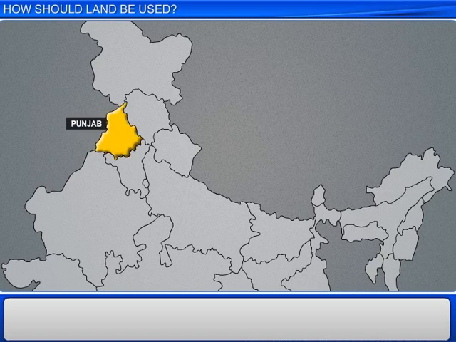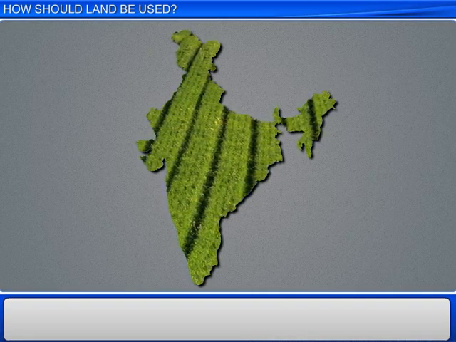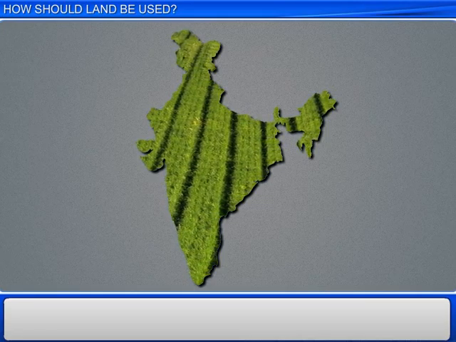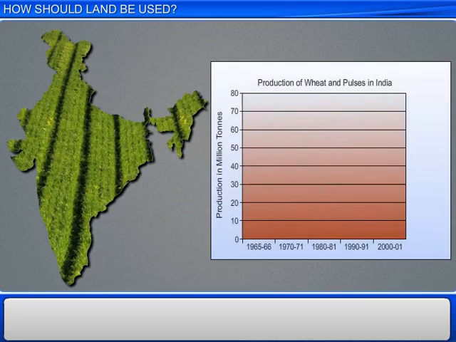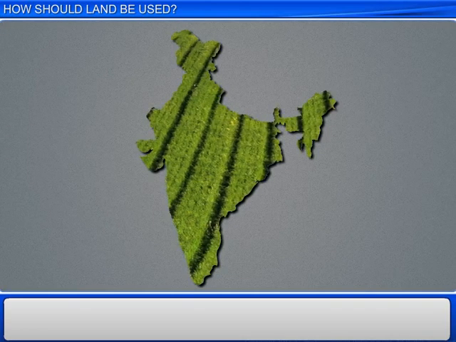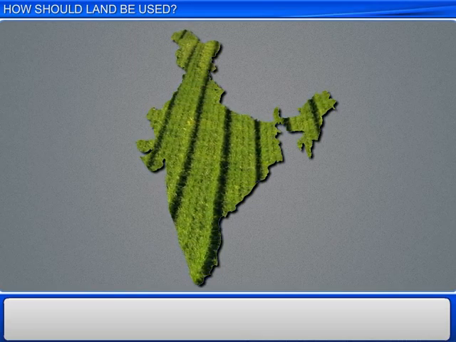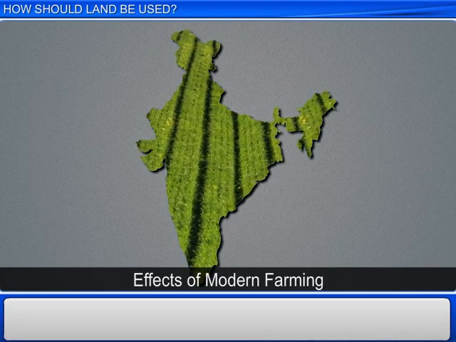Farmers in Punjab, Haryana and western Uttar Pradesh were the first to adopt modern farming methods in India, and their yield got more than doubled. The Green Revolution in India was more successful for some crops than the others. This chart clearly shows that while wheat production in India has increased manifold, the production of pulses has not changed much. Of late, people have started associating several adverse environmental and economic effects with modern farming methods. Let us take a look at them.